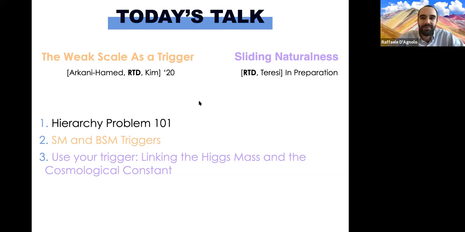And I'm going to start with a very, very basic and a bit cartoonish introduction to the problem, which will not be completely precise, but will be good to set the stage and also to give younger people or people that are not familiar with the problem a bit more context. After that, I will talk about the standard model and beyond the standard model triggers, which are just operators whose vacuum expectation value depends on the Higgs vacuum expectation value. And after that, I will show you how to use these operators in cosmology to explain the value of the Higgs mass that we observe.